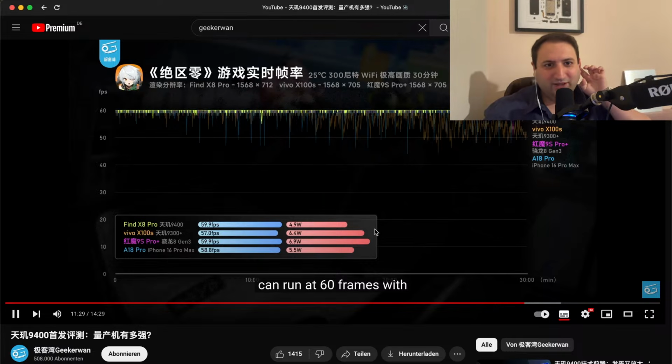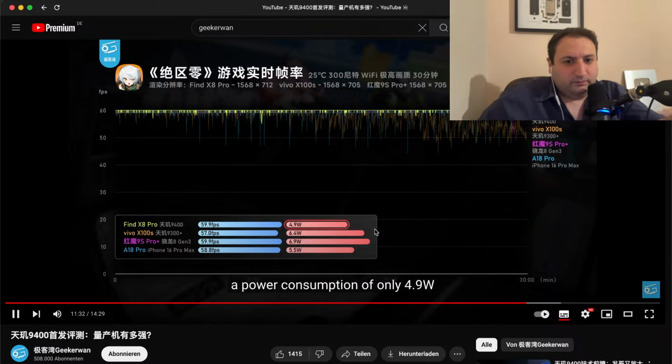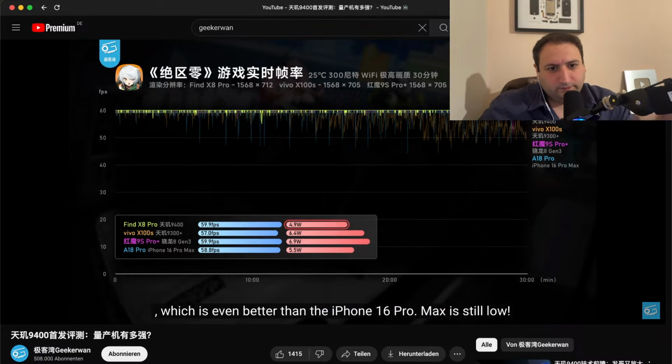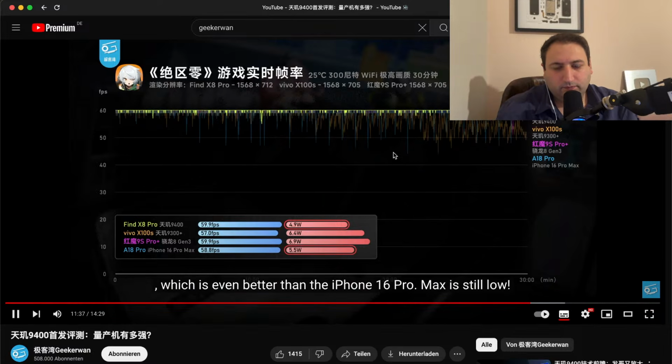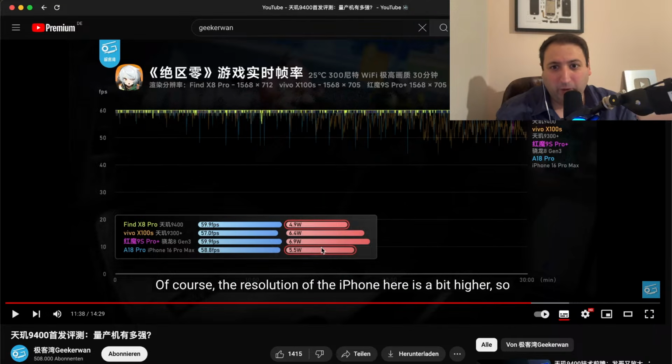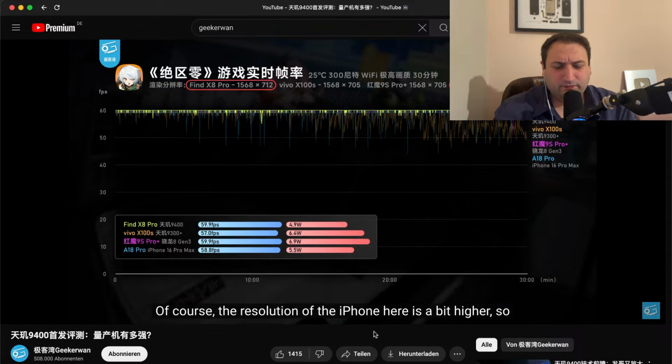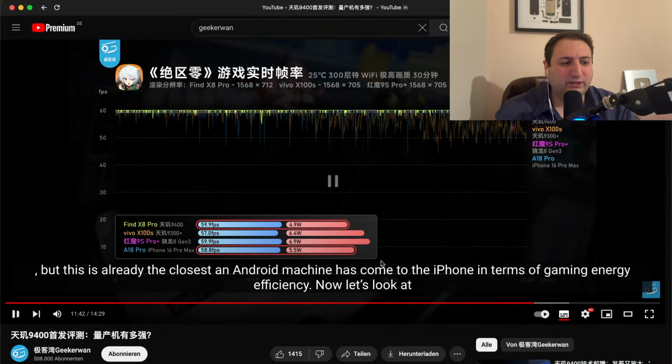So yeah. It can hold a full 60 frames with power consumption of only 4.9 watts, which is even lower than the iPhone 16 Pro Max. I mean, it's literally not once you consider this is a 12% difference in power consumption versus 1 FPS more, versus the iPhone giving you a 23% higher resolution, that technically still makes the iPhone between 8 and 10% more energy efficient. Of course, the iPhone's resolution here is a bit higher, so it's hard to compare directly. 23% is not a small difference.